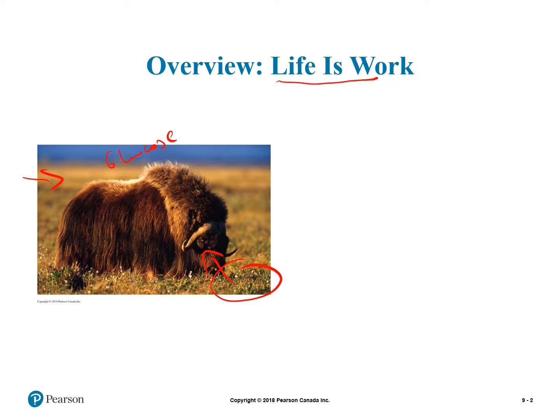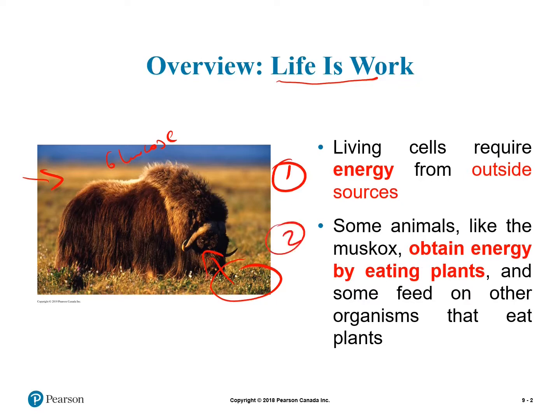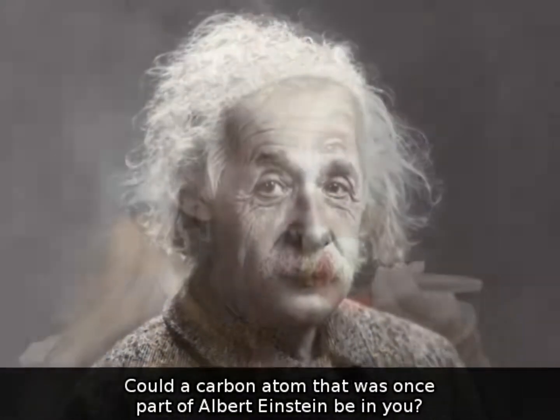And I want you to watch a video that is in your textbook that describes this in a lot of detail. But before watching the video, I want you to remember, first, that living organisms require energy from outside sources, and second, that some animals obtain energy by eating plants, and some feed on other organisms that eat the plants. And in the video, they will show you all these different cycles that they form and how all the chemical bonds are broken and reformed each time that one animal eats another one or one living organism eats another one.